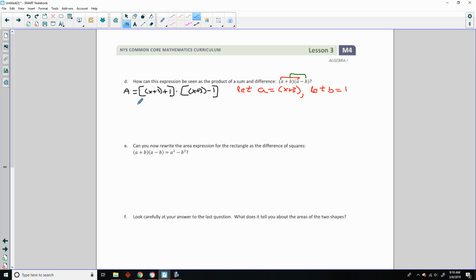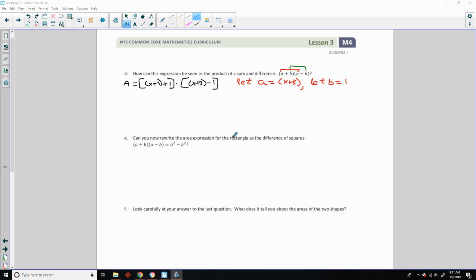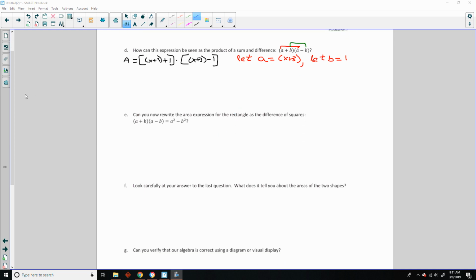And now I can rewrite this as A plus B, A minus B. Okay, so E, I guess that's all they wanted here. Let A equal x plus 3 and B is 1. Can you now rewrite the area expression for the rectangle as the difference of squares?